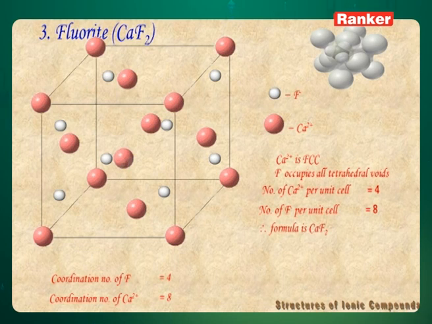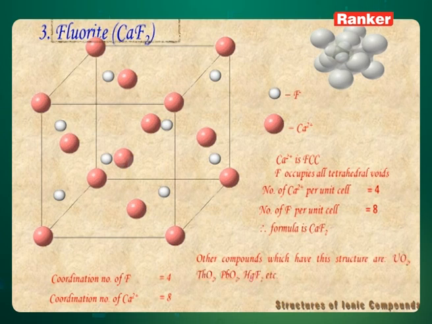As you can see there, each fluoride ion is surrounded by 4 calcium ions, so the coordination number is 4. Each calcium ion is surrounded by 8 fluoride ions, so the coordination number for calcium is 8. The other compounds having this kind of structure are vanadium dioxide, thorium dioxide, lead dioxide, mercuric fluoride, etc. Most of the transition element dioxides and fluorides will have this kind of structure.